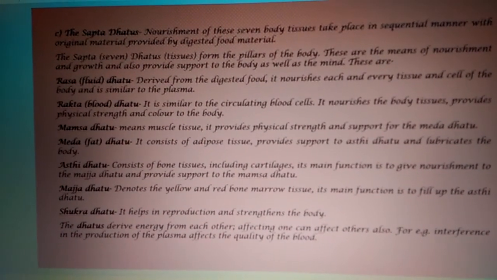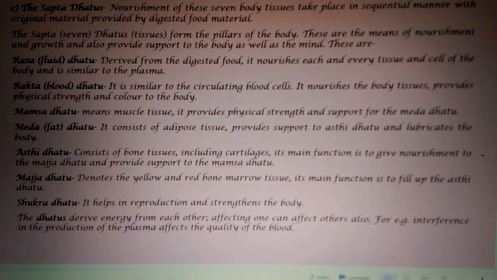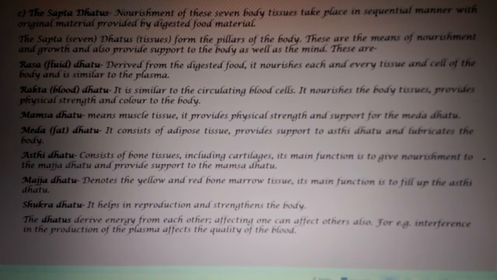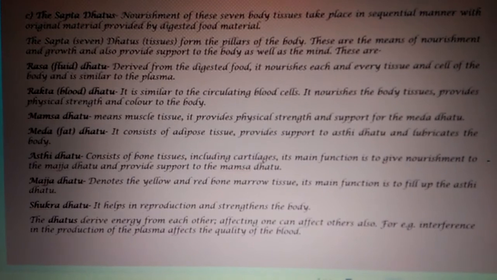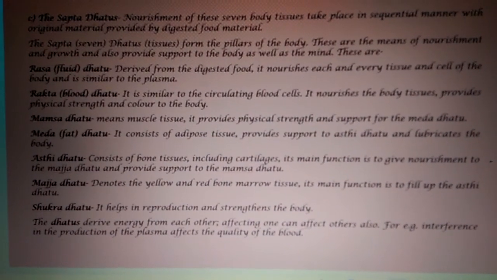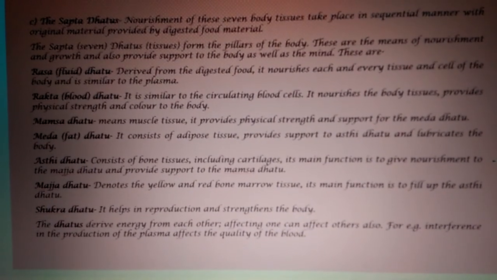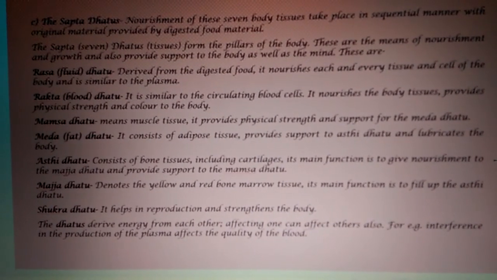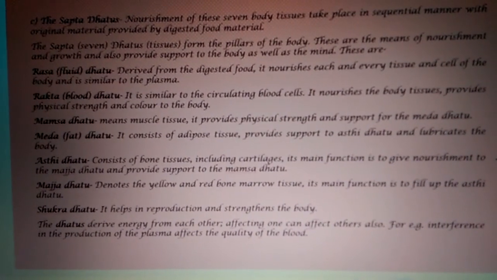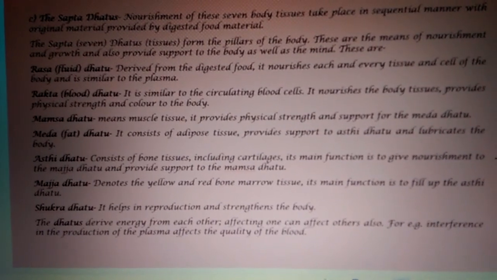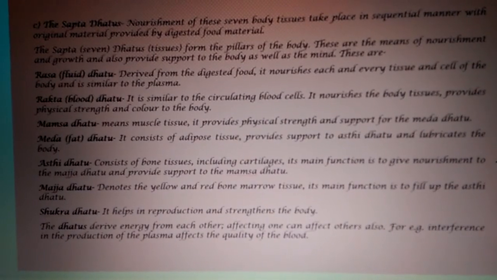Now, what is meda dhatu? Meda means fat. It consists of adipose tissue. It provides support to asthi dhatu and lubricates the body. Asthi dhatu consists of bone tissues. It includes cartilages and its main function is to give nourishment to the majja dhatu, that is the bone marrow, and provide support to the mamsa dhatu. Majja means bone marrow and mamsa dhatu means the muscle tissue.